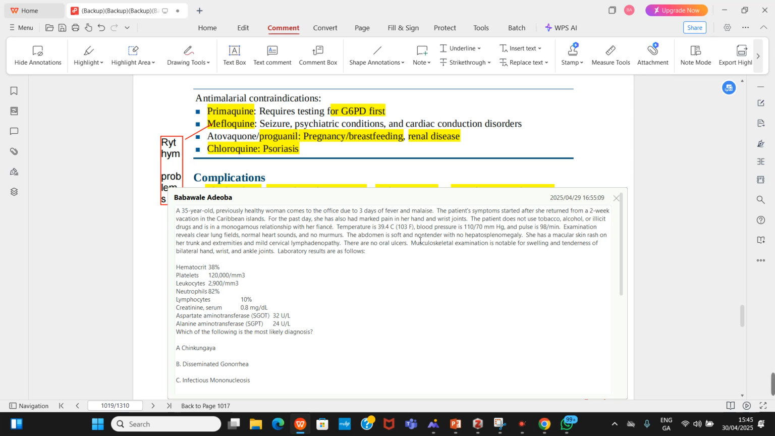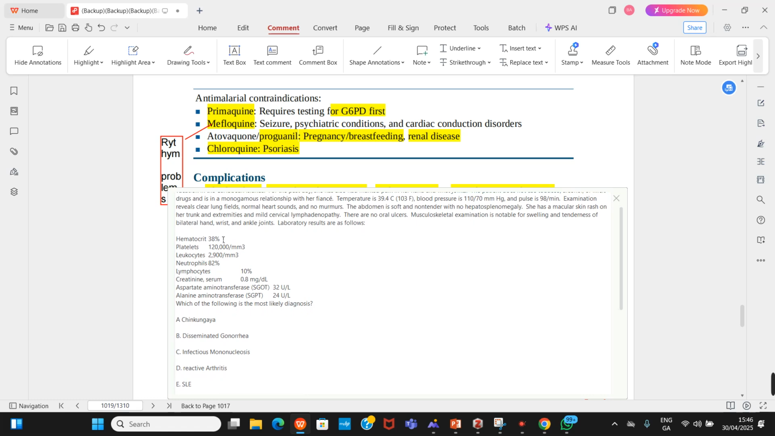The abdomen is soft and non-tender with no hepatosplenomegaly. She has a macular skin rash on her trunk and extremities and mild cervical lymphadenopathy. There are no oral ulcers. Musculoskeletal examination is notable for swelling and tenderness of the bilateral hand, wrist, and ankle joints. Labs are as follows: hematocrit of 38%, platelets 120,000, leukocytes 29,000, neutrophils 82%, lymphocytes 10%, AST, ALP 32, 24. Which of the following is the most likely diagnosis?